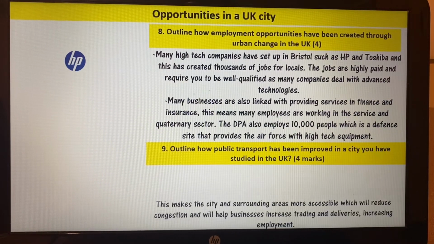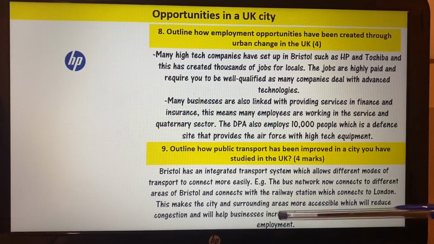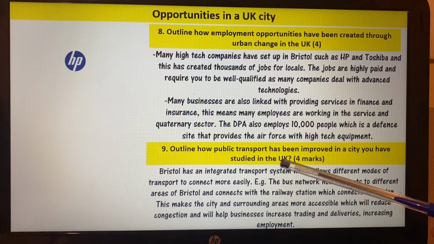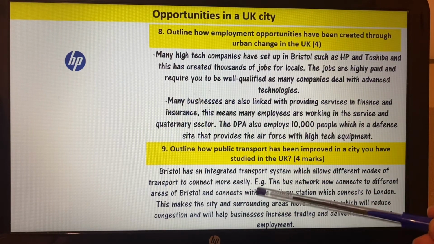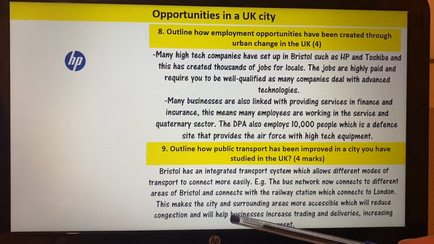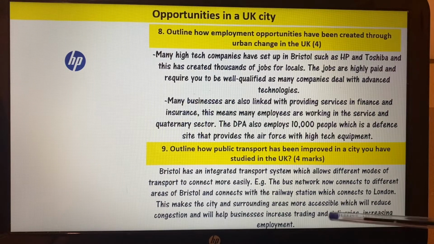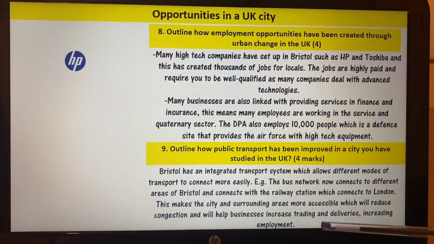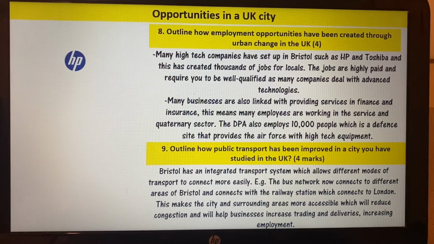in the UK. So in Bristol, remember they had an integrated transport system, an ITS system. Now, what is that? It allows Bristol to be connected more easily with the bus being linked with, let's say, the rail services. Now, you can see easily why that's important, allowing the area to be more accessible, reducing congestion. That will obviously improve economic areas such as trading and deliveries. You can also talk about the park and ride system being available.